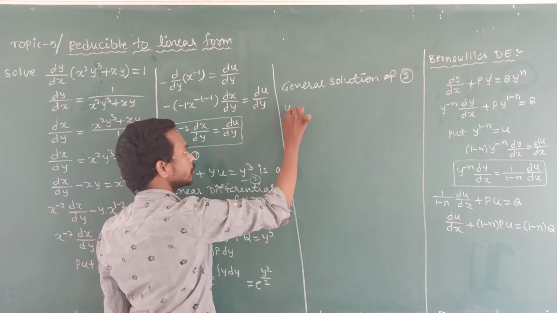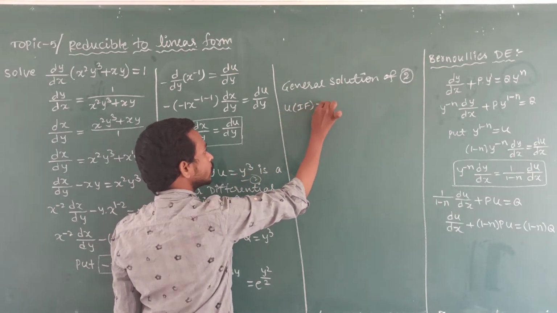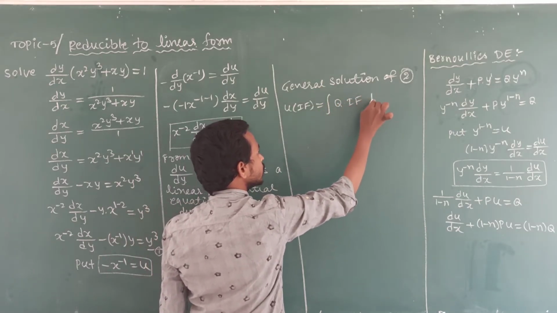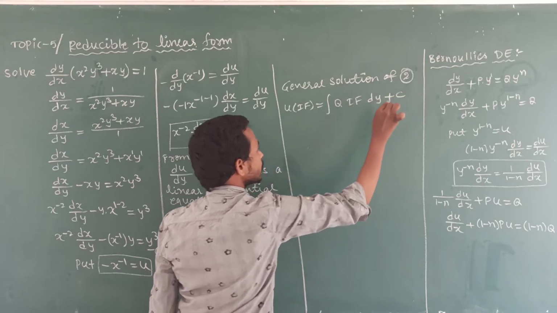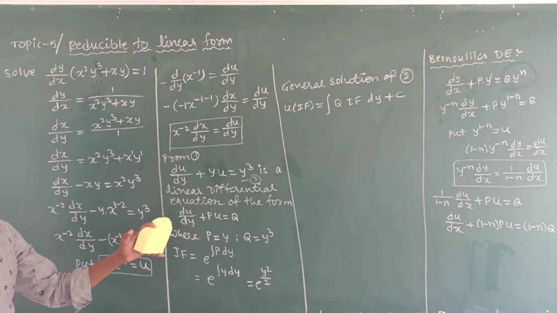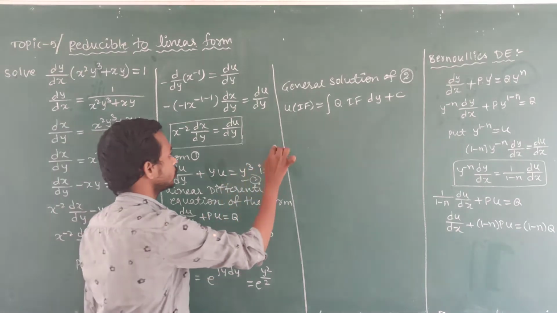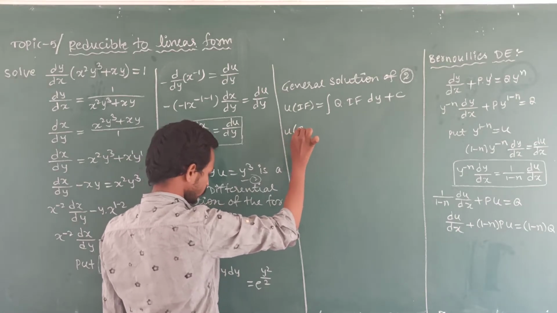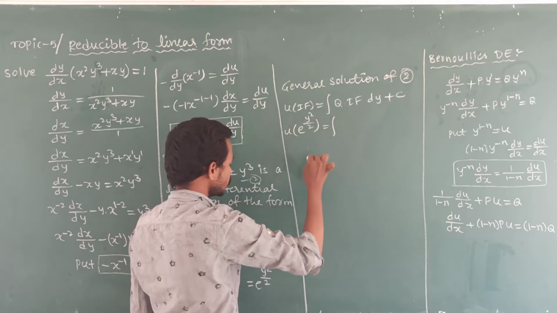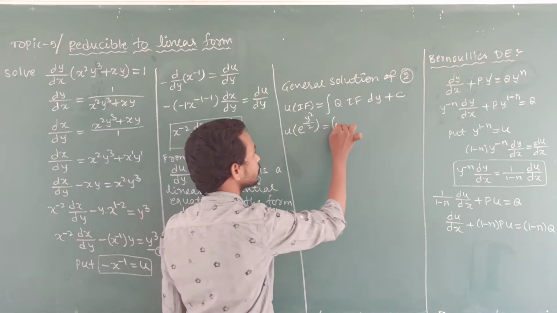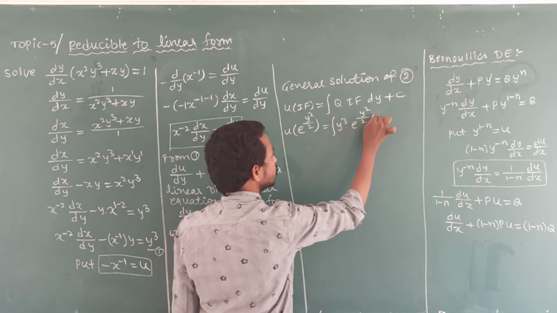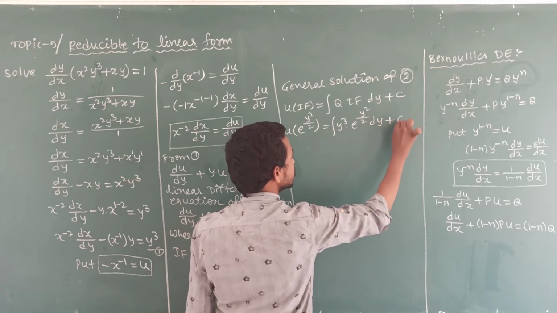u into integrating factor is equal to integration of q into integrating factor plus c. This is the general solution of a linear differential equation du by dy plus y into u is equal to y cube. So here the integrating factor is e power of y square by 2, u e power of y square by 2 is equal to integration of q, which is nothing but y cube, into e power of y square by 2 dy plus c.